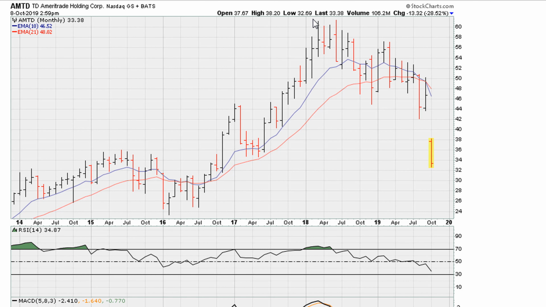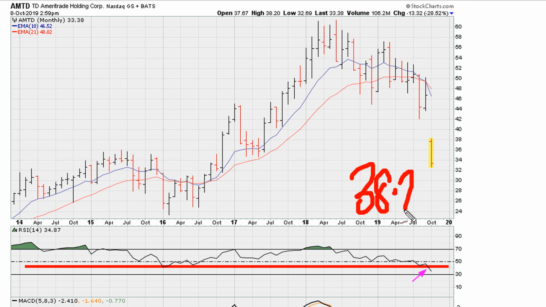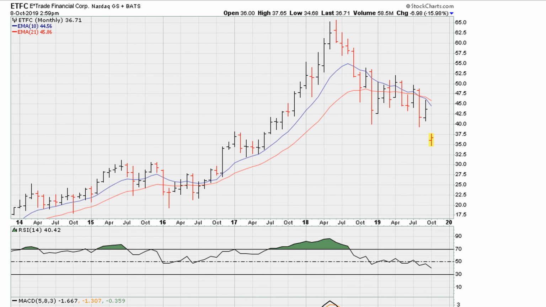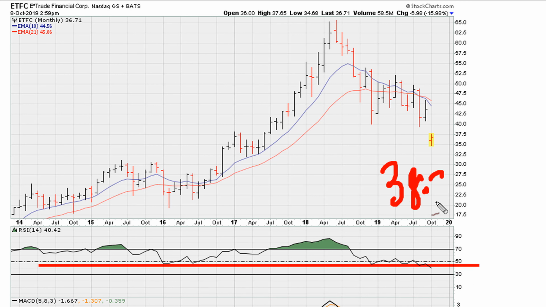For example, I'll give you two recent stocks that have done this. Take a look at Ameritrade. As you can see right now, with the RSI dropping this month below 38.2, and because of that, we see almost a 25 to 30% drop. And the same thing can be seen with E-Trade. You can see that for a couple years, the RSI was holding above 38.2. And as of right now, this month, down about 15-16% as the RSI is dropping below 38.2.